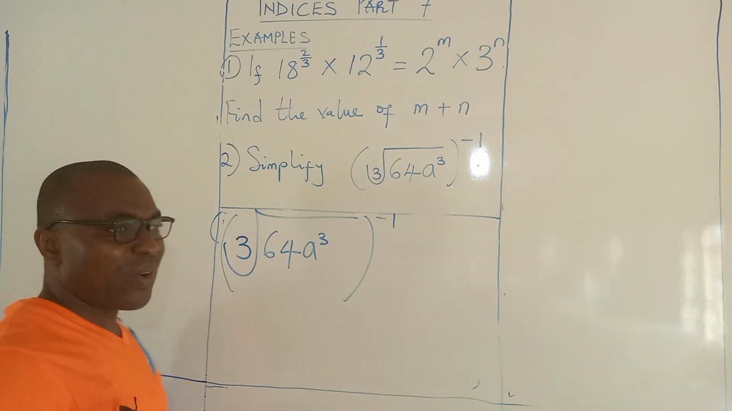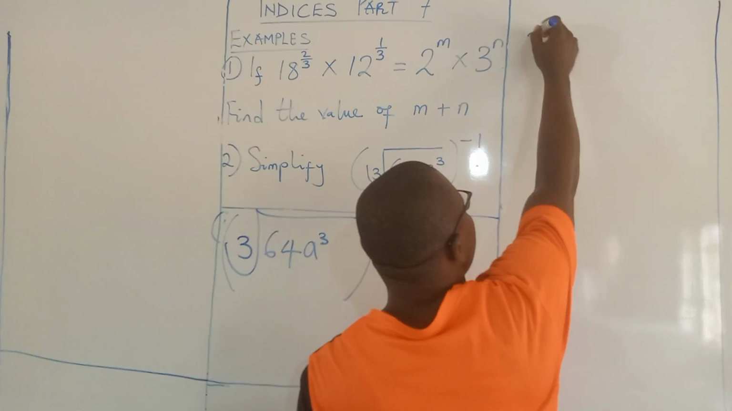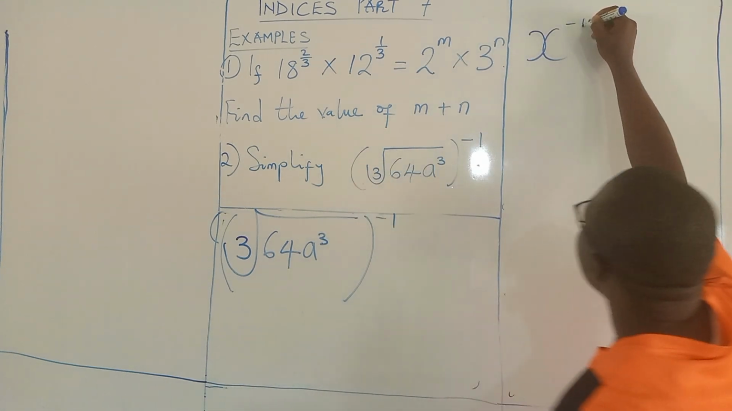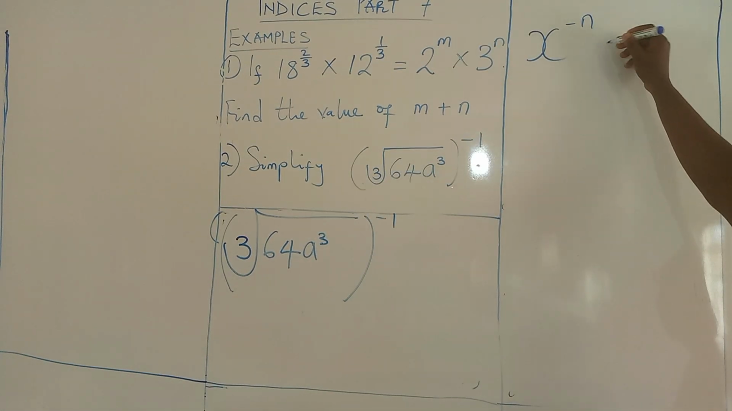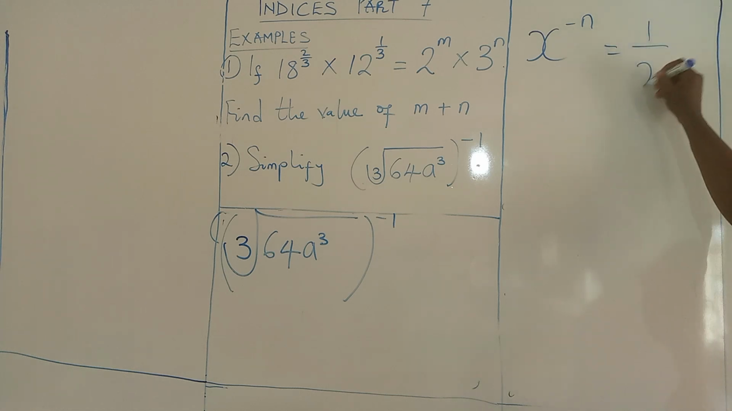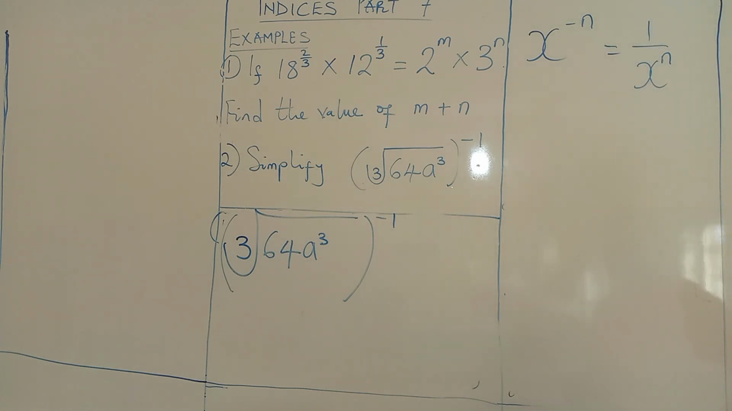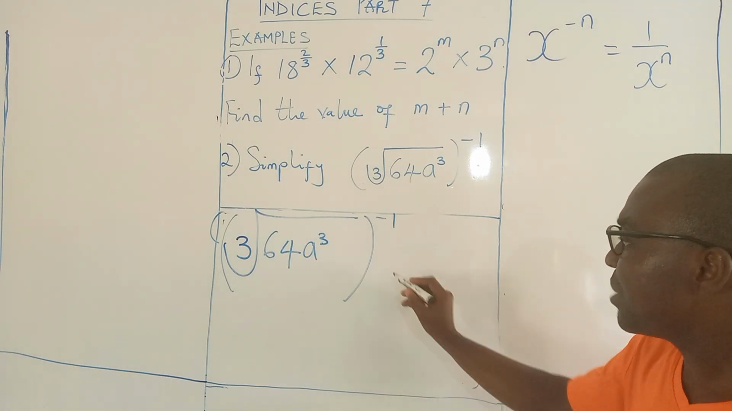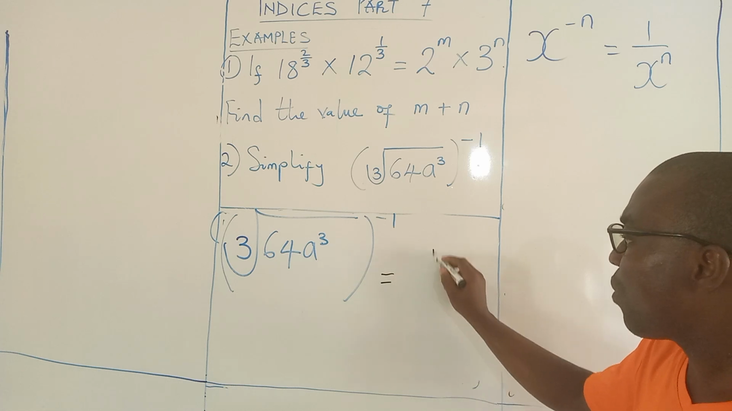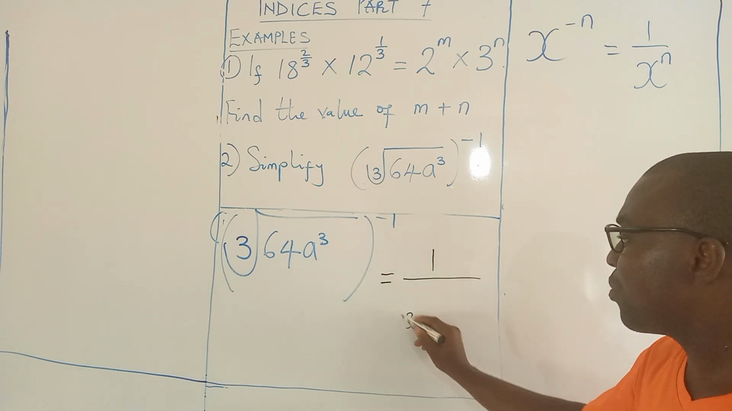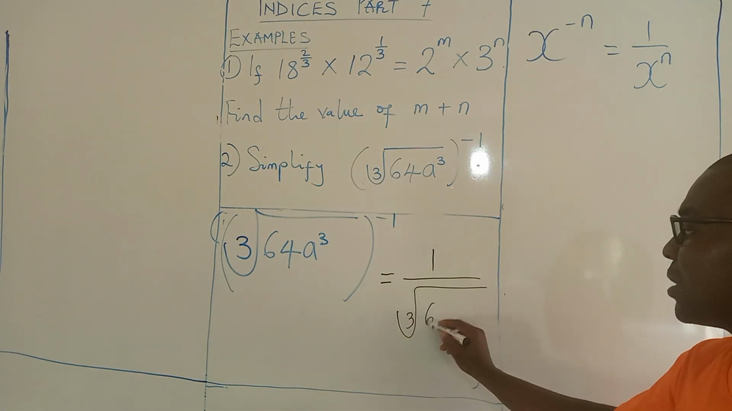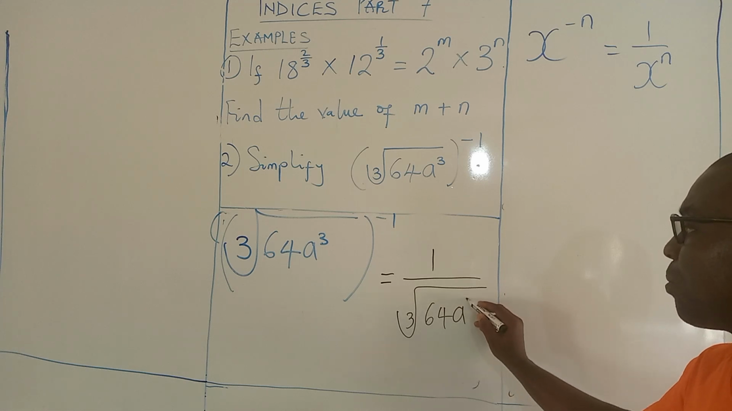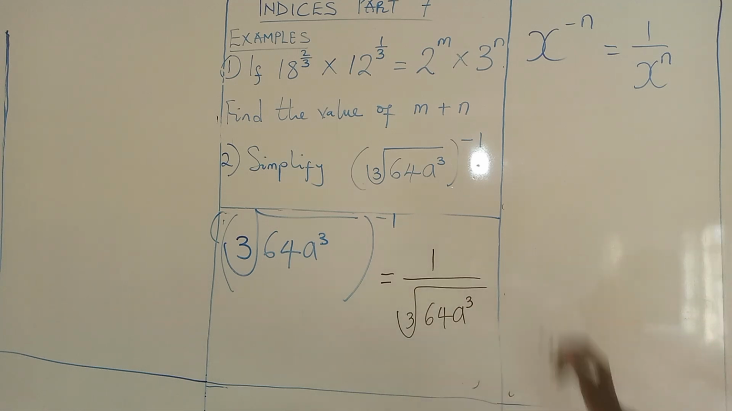Now recall from our knowledge of indices, if you have a number raised to a negative power, the answer is 1 over that number and the power becomes positive. So the cube root of this is the same thing as 1 over the cube root of 64a raised to power 3, because the power 1 now becomes positive.